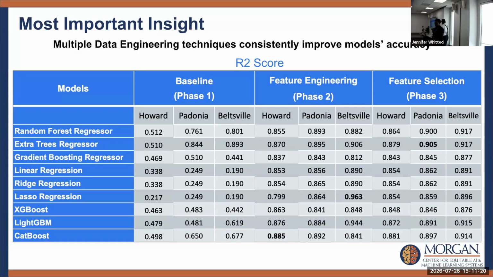Then, when we moved to our second phase, where we employed feature engineering techniques such as lagging and rolling, we saw a significant improvement because our R2 increased. Then in the third phase, where we had our feature selection, we also saw another increase in the R2. So this was the most important insight, showing us the steady increase at every stage where we improve certain things.